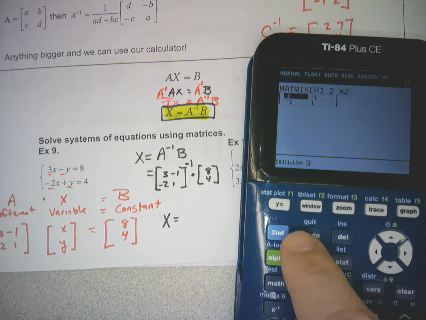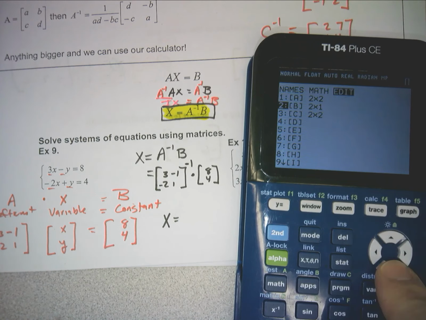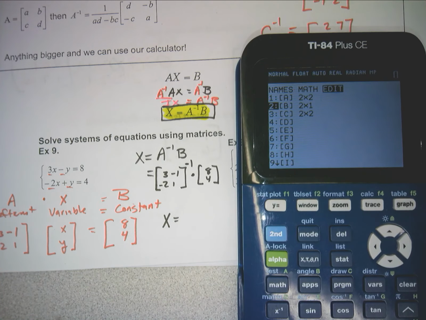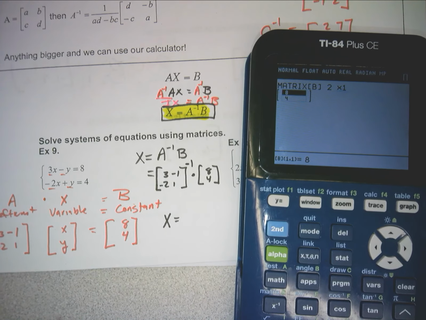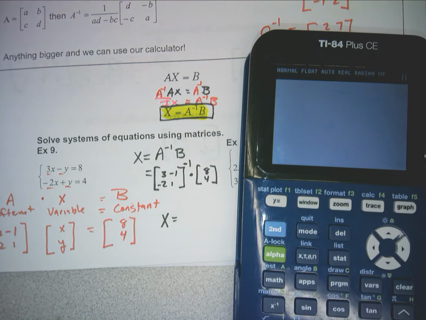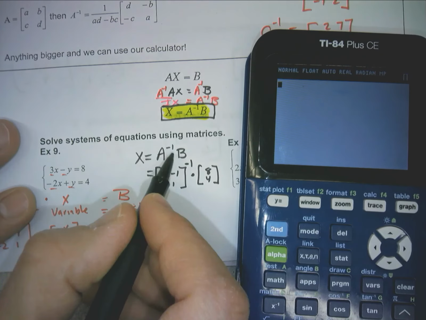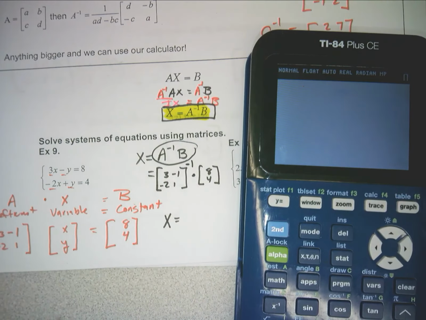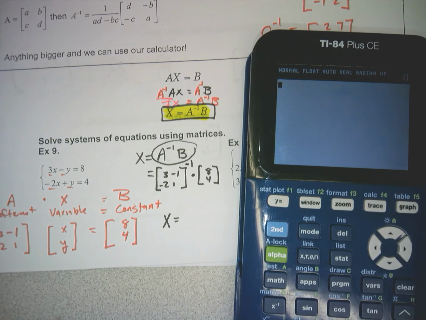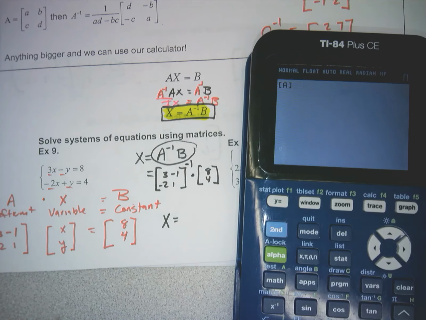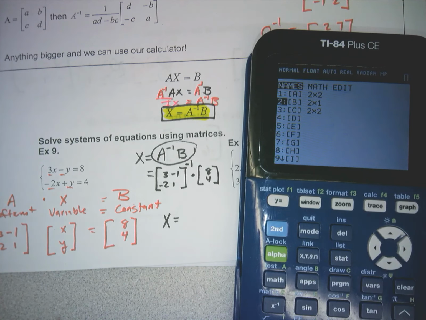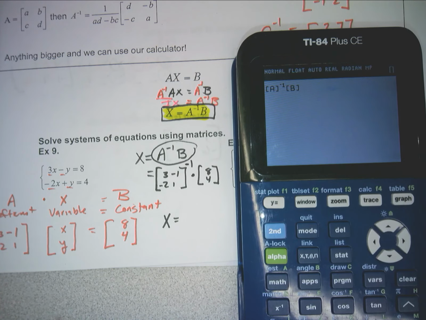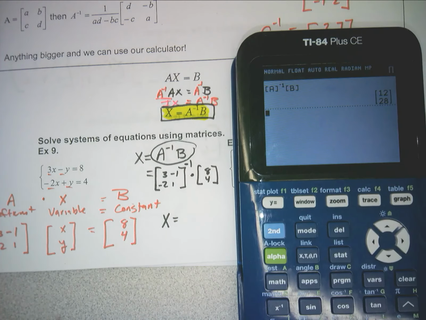Now I'm going to go and edit B. So I got second matrix, edit, go to matrix B. Matrix B is a 2 by 1. 8, enter, 4, enter. I go to my home screen. This is what I'm typing in now. This guy right here. If I want to solve for x and y, I'm going to do A inverse B. So second matrix, A, inverse, second matrix B. So I'm typing in A inverse B, I press enter, does it all for me.